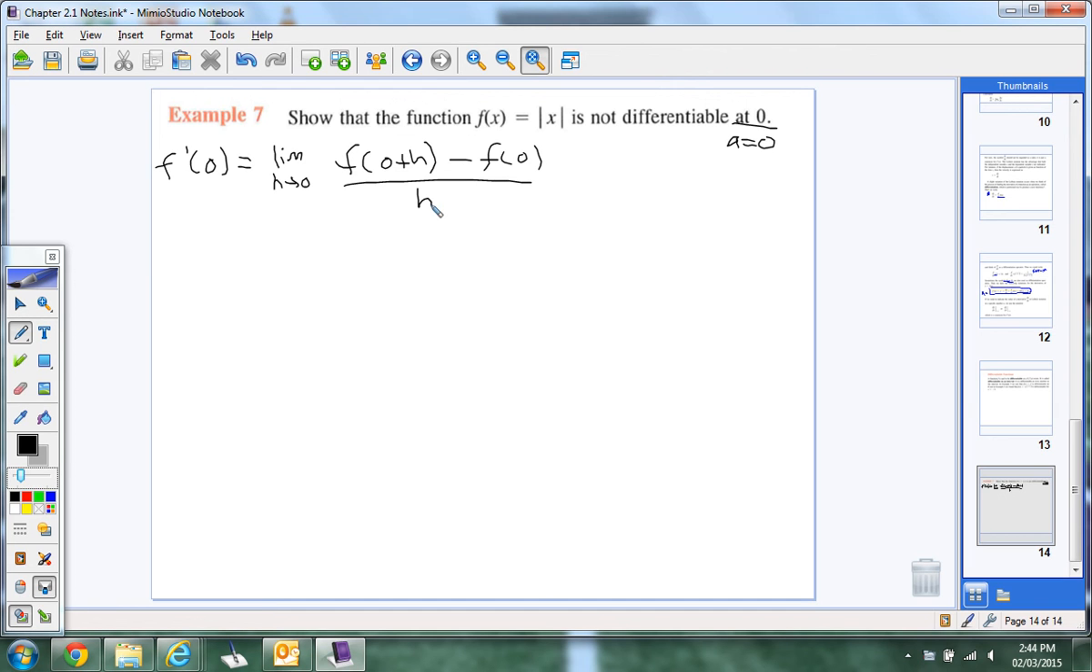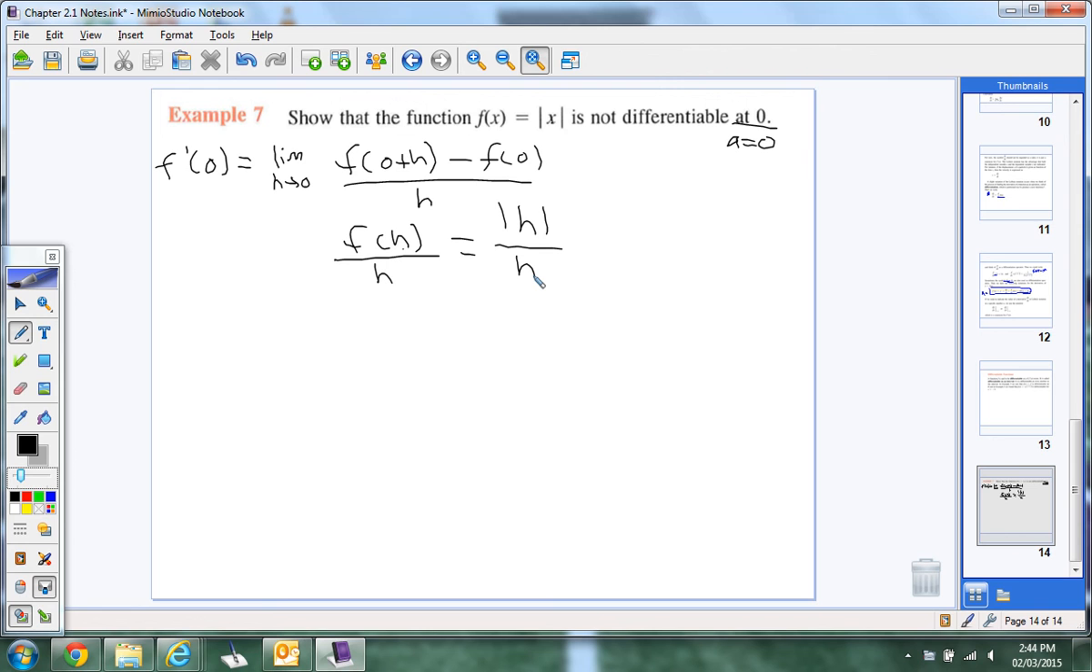Okay, well, f of 0, what's the absolute value of 0? So it just goes away. We're left with 0, that's nothing. So we're left with f of h over h. f of h, if I just plug an h in for x, is just absolute value of h over h. Still have a 0 over 0 problem. I can't cancel because it's absolute value. It's a little bit different.